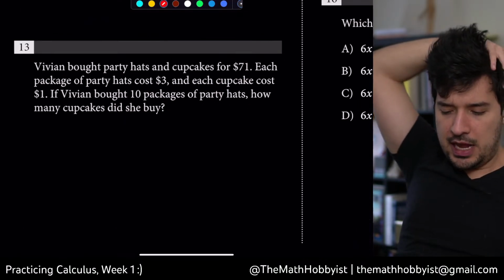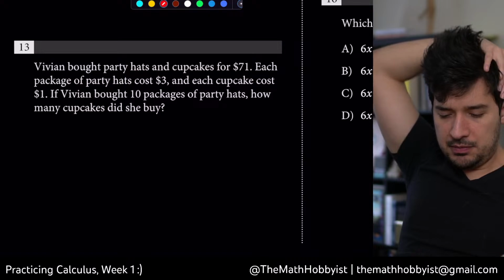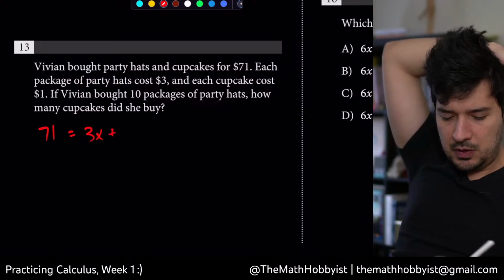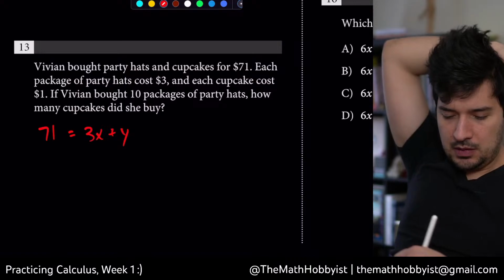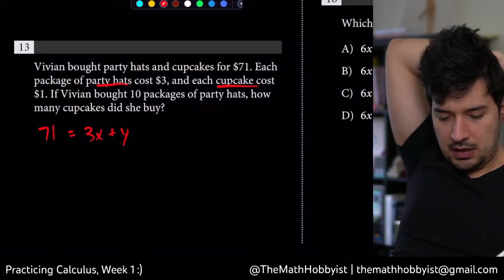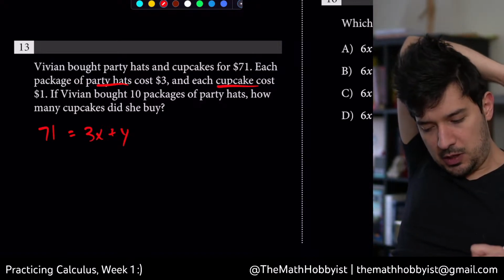Vivian bought party hats and cupcakes, 71. Each package of party hats costs $3. Okay, so I think we've got like 71 equals 3x plus y or something, where x is hats and y is cupcakes. Vivian bought 10 packages of party hats.